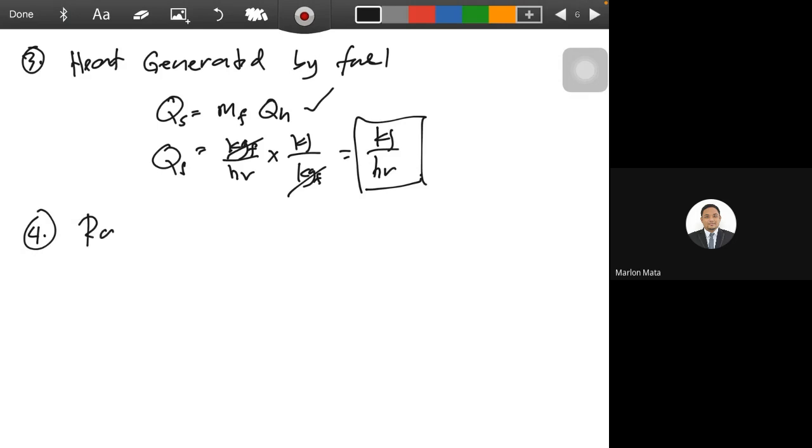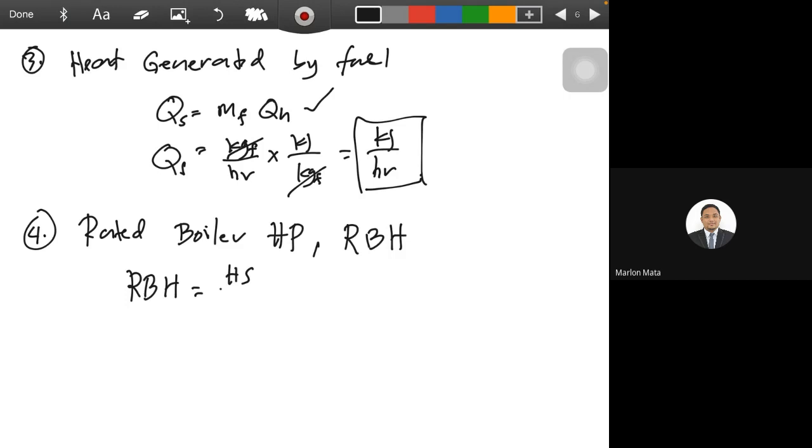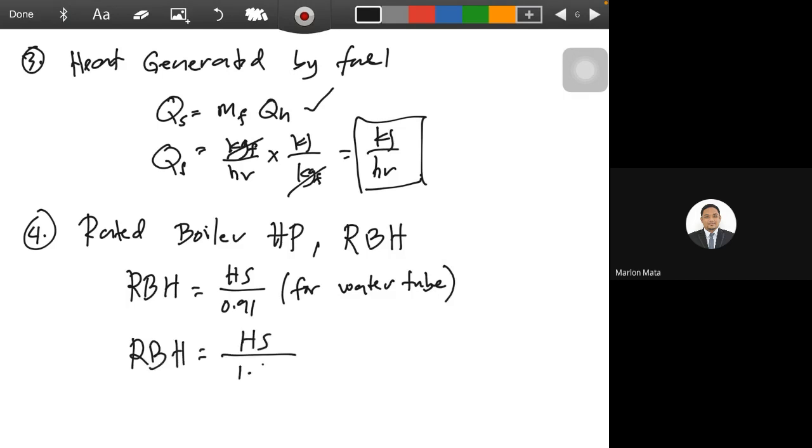Number four, we now proceed to rated boiler horsepower, sometimes referred to as RBH. This RBH has two formulas depending upon the type of the boiler. Your rated boiler horsepower is equal to the heating surface over 0.91. This is for water tube, and this is the formula for fire tube. So your rated boiler horsepower is dependent upon the type of boiler that is used.